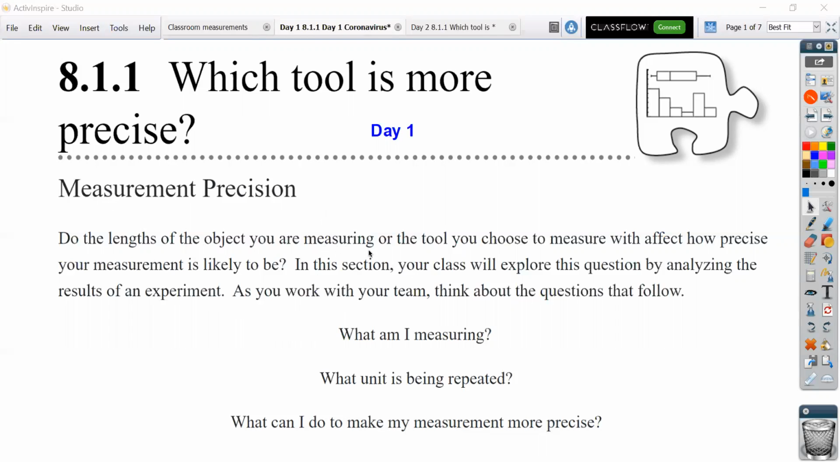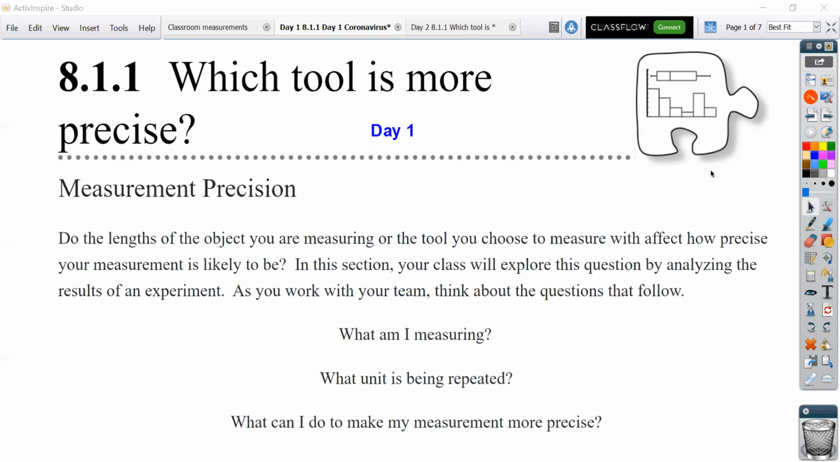Do the lengths of objects you measure or the tools you choose to measure affect how precise your measurement is likely to be? In this section, your class will explore this question by analyzing the results of an experiment. As you work with your team, think of the following questions. Well, your team is me. What am I measuring? What unit is being repeated? And what can I do to make my measurements more precise?